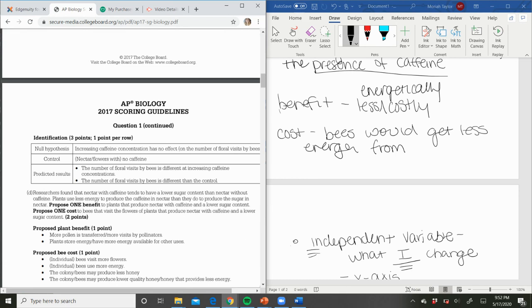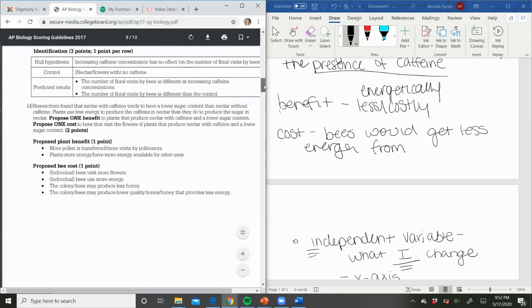And then predicted results will actually be a little bit different because I wasn't reading it correctly. But for the predicted results, you should have put that the number of floral visits by bees is different at increasing caffeine concentrations, and the number of floral visits by bees is different than the control. So it needs to be significantly different than the control. You just needed to put that with increasing caffeine concentrations, we expect a different number of floral visits by bees. Yeah, perfect. Okay, read your questions, folks.